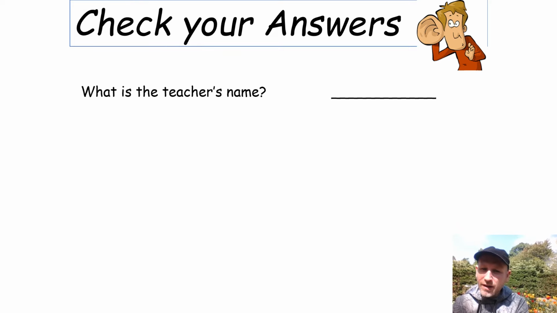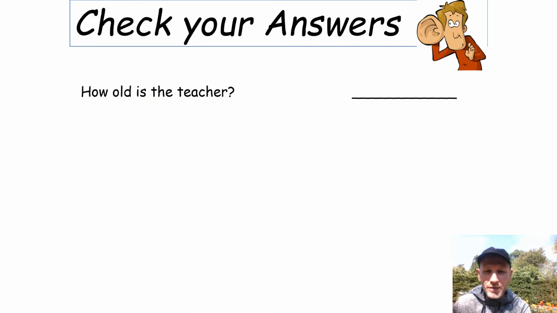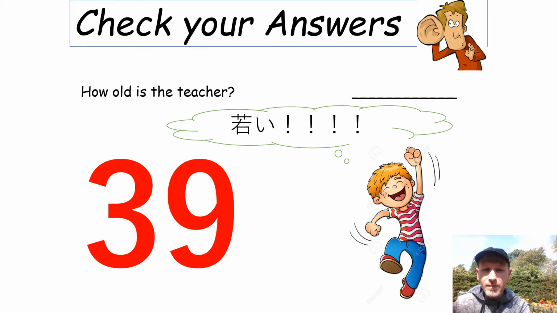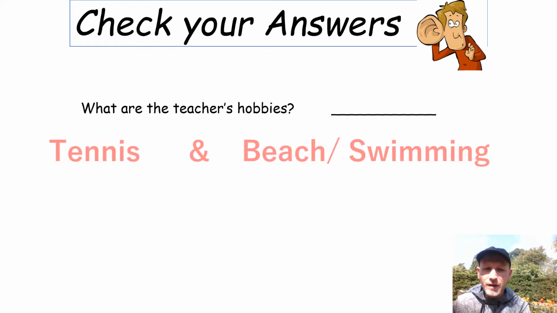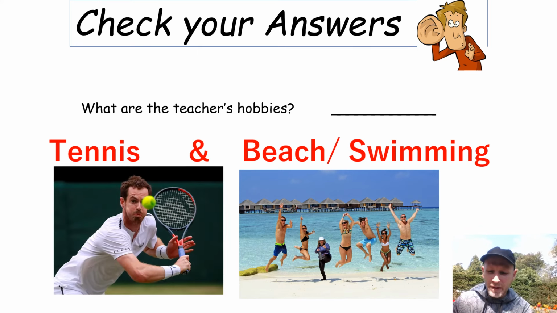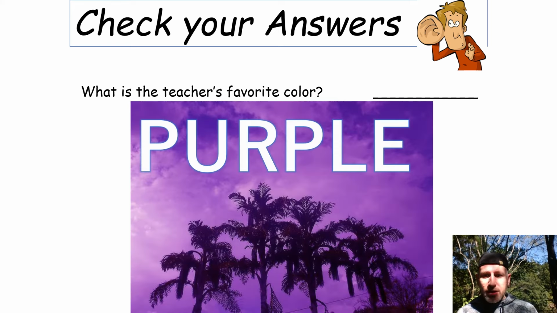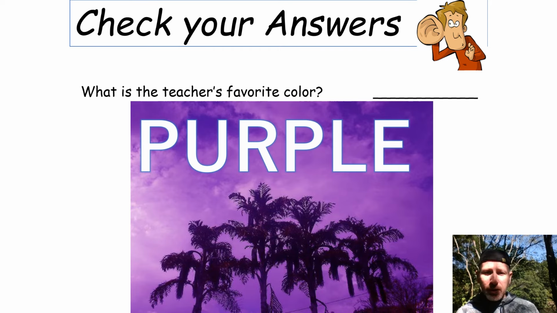And what is his name? Well, his name is Phil. He's from New Zealand. And he's 3. No. He's 38. Tennyson Beach. Okay. And that ends that. When did he move to Japan? Okay, so Phil moved to Japan in 2003. And his favorite color is purple.